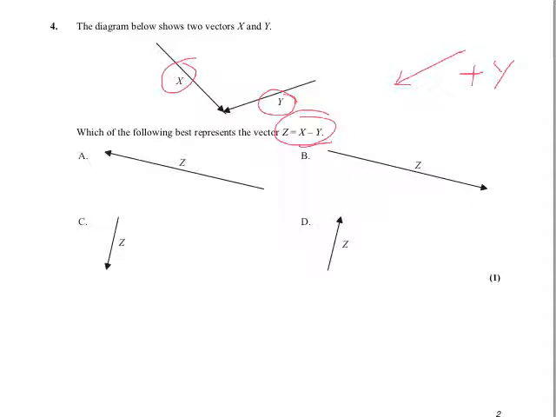What would minus y look like? Minus y would be exactly the same magnitude, but opposite in direction. So it would look like this. So x, which I'm going to draw down here, is still like this, and minus y now looks like this. So really what you're doing is you are adding x plus minus y.